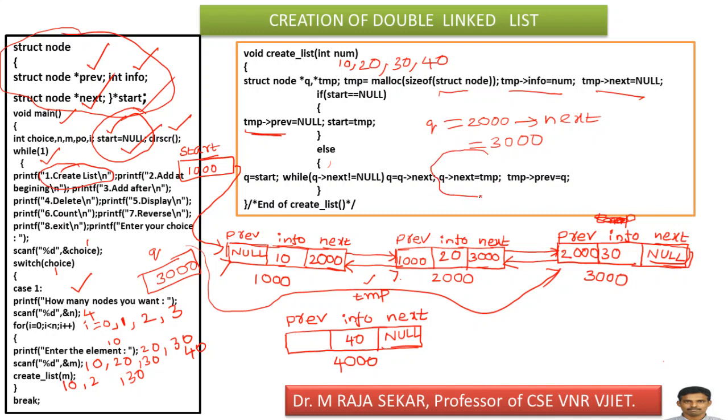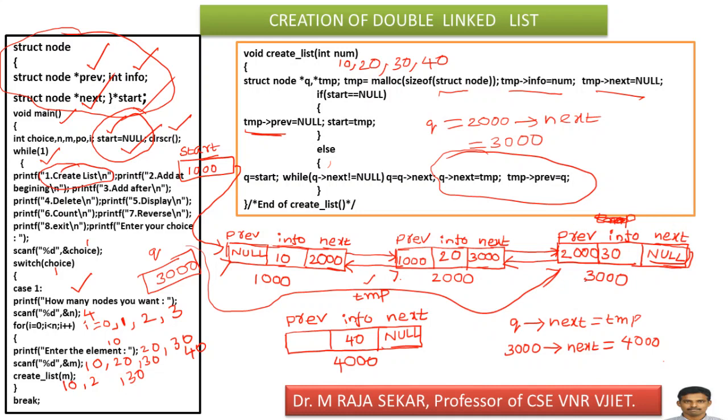Now these two statements will get executed. What are they? q->next equal to tmp. q means what? 3000. 3000 next equal to tmp. What is my tmp? 4000.